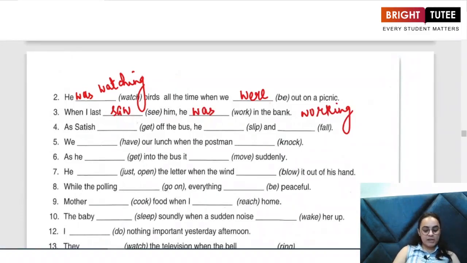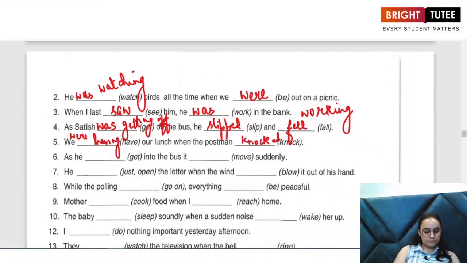As Satish dash off the bus, he dash and dash. So, as Satish was getting off the bus, he slipped and fell. We dash our lunch when the postman dash. So we were having our lunch when the postman knocked. Okay?